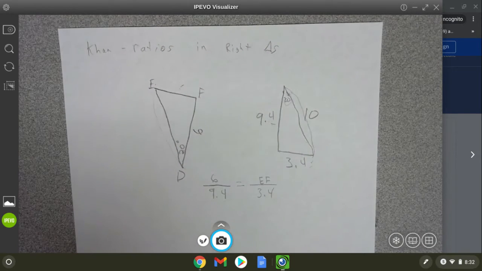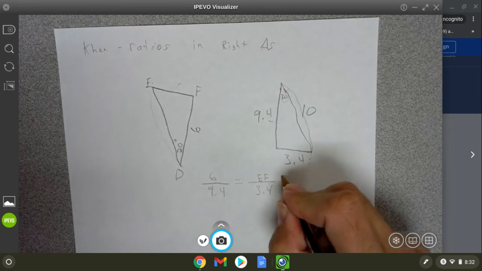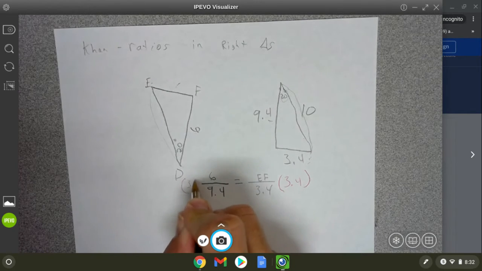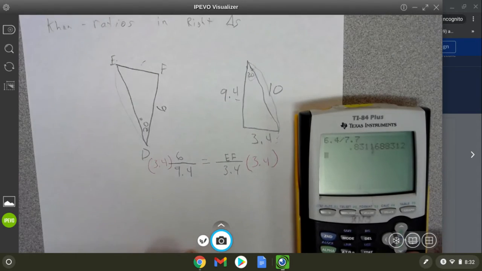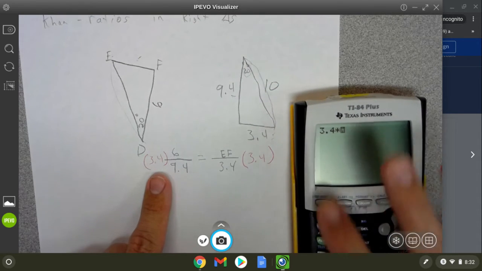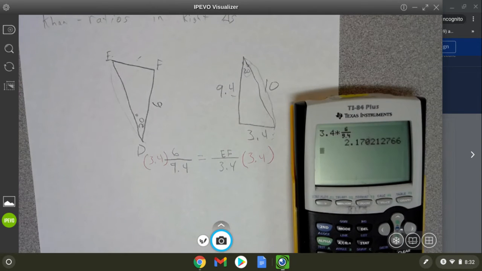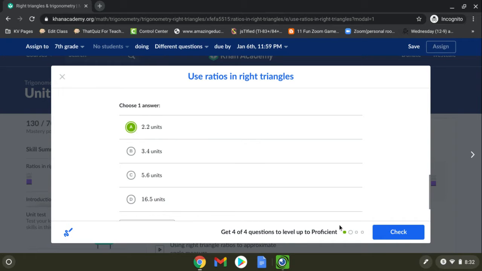But now we're just going to solve this using a little cross multiplication here. Actually, I'm just going to multiply by 3.4 on both sides to cancel those out. You could have cross multiplied. That would have worked too. So on the left side, I'm going to get my answer. So it's 3.4 times 6 over 9.4, which is 2.17. So that's my answer. 2.17 looks like option A.